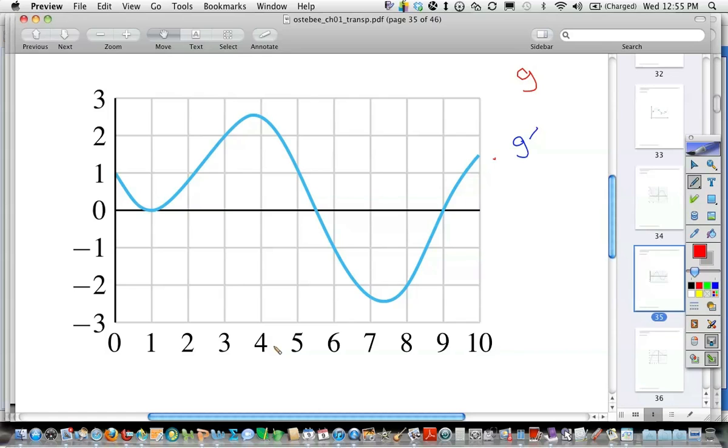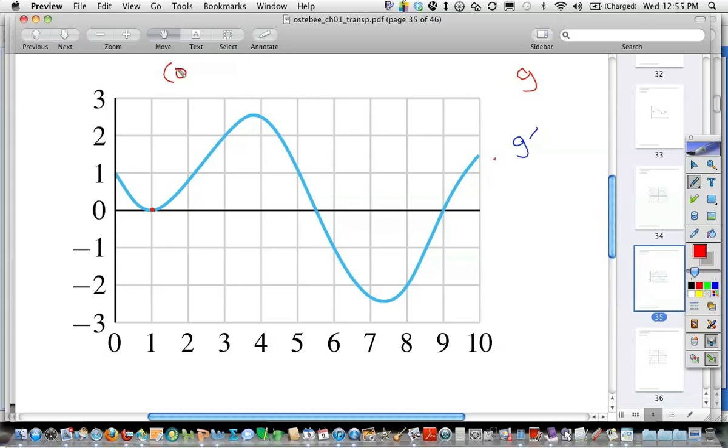But let's build up to it. So 25 says, where is G increasing? Well, look at the chart. G is increasing when G prime is positive. Sort of. So what'd you put for an answer? 0 to 1, not including 1. That's the key. Do we include 1?